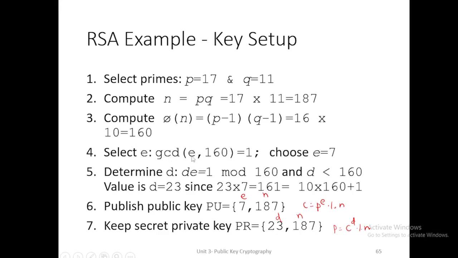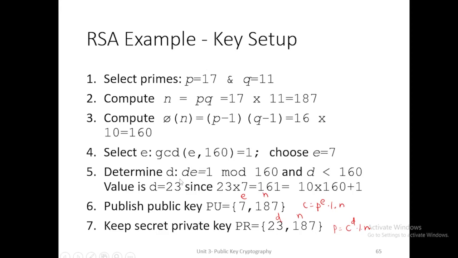And we should calculate E. The formula is GCD of E comma phi of N should be equivalent to 1. That means you should select E from 2 onwards. The GCD of 2 and 160 is not equal to 1. If we take E equal to 3, it's satisfied. But you can take a value above 5. If I take E equal to 7, then 7 and 160 give the GCD value as 1. So I am choosing the public key E is equal to 7.